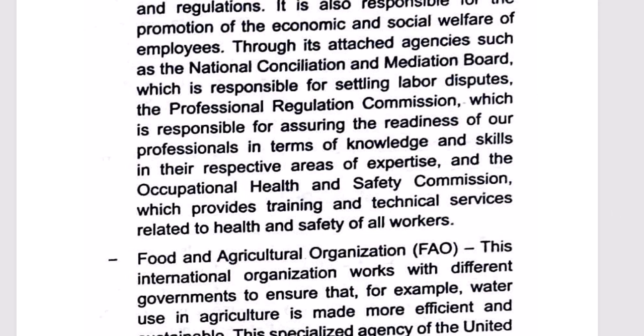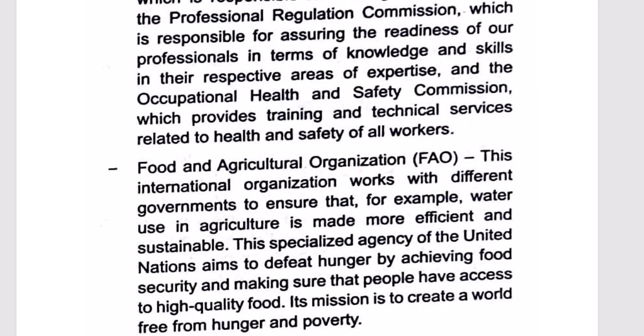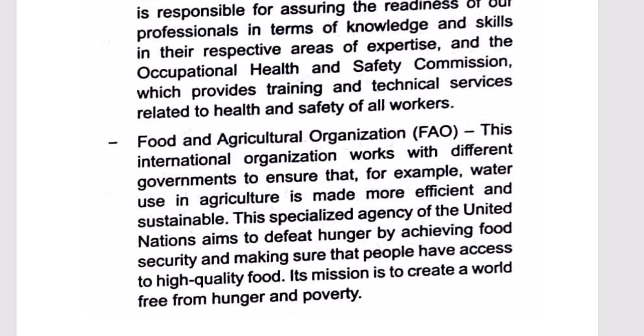So, Food and Agricultural Organization, or FAO. This international organization works with different governments to ensure that, for example, water use in agriculture is made more efficient and sustainable. This is a specialized agency of the United Nations. So remember, bigger, the FAO, or the Food and Agricultural Organization, is under the United Nations. Okay, the UN, or the United Nations.